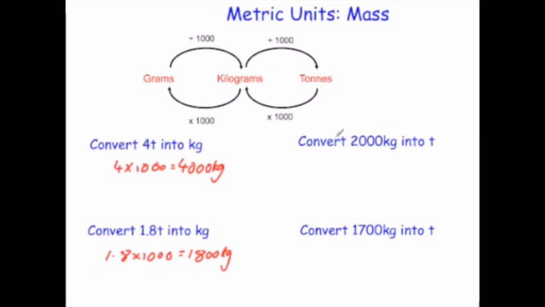Okay? This time, convert 2,000 kilograms into tons. To go from kilograms to tons, you divide by 1,000. So we're going to do 2,000 divided by 1,000, and that's going to be equal to 2 tons.